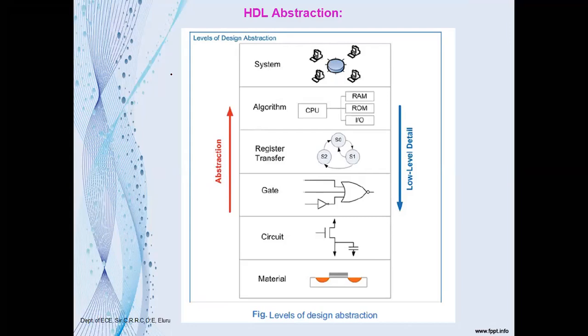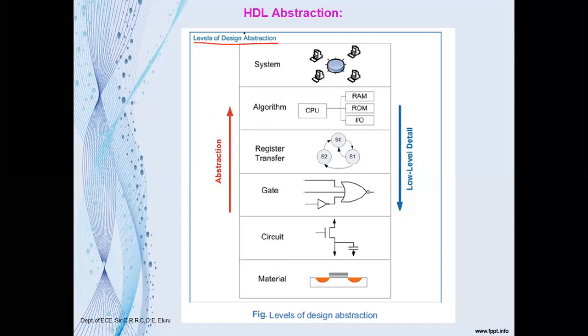Here the hardware description language is able to model the system at different levels of abstraction. These are the levels of design abstraction, or you can also say it is a hierarchy. How can a digital system be realized? In these levels of design abstraction, if you see, there is a system level, algorithmic level, register transfer level, gate level, circuit level, and material level. So six levels of abstraction here.